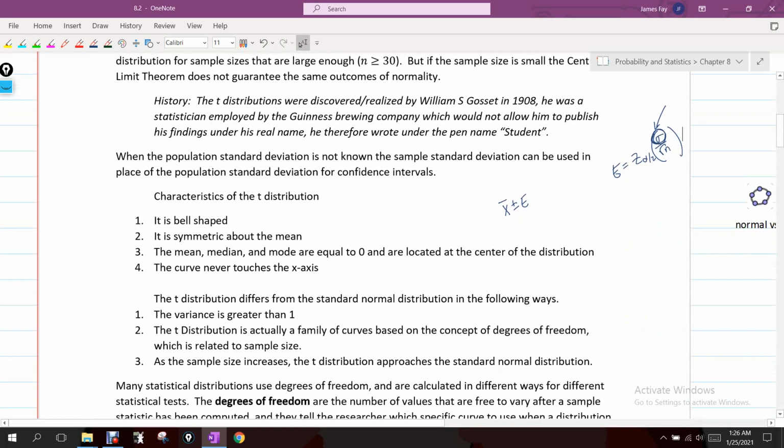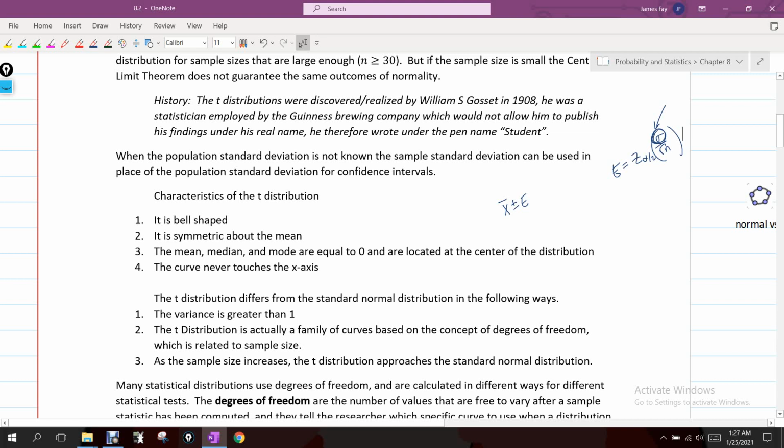All right, so here are some characteristics of the t distribution. Okay, one is that it is bell-shaped, much like the normal distribution is. Okay, it's symmetric about the mean, much like the normal distribution is. The mean, median, and mode are equal to 0 and located at the center of the distribution, just like the normal distribution. Okay, the curve never touches the x-axis. The x-axis plays the role of an asymptote, same thing that it plays for a normal distribution.